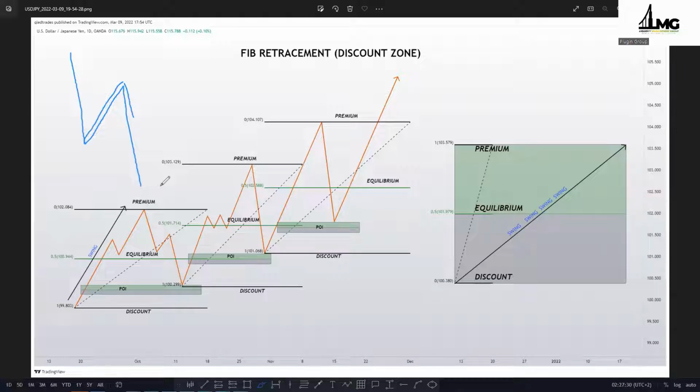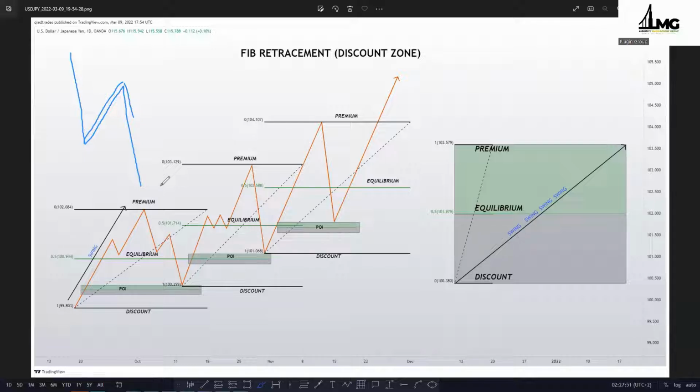We try to understand when price is premium. So what do I mean when I say price is premium? When price is premium, it means that price is expensive. And whenever price is expensive, it becomes saturated. It becomes overbought. They buy too much. And then what happens there? We see price push to the downside.